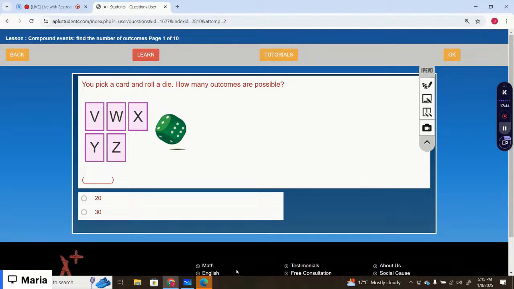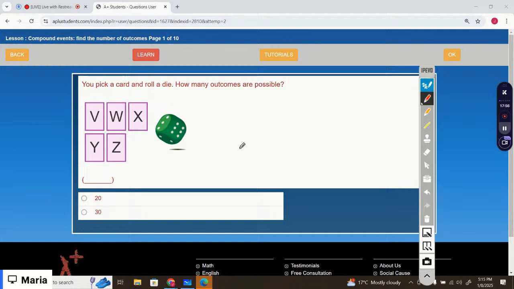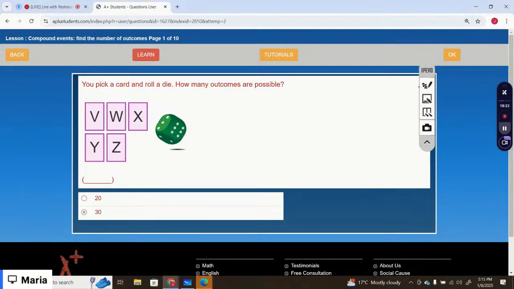You pick a card and roll a die. How many outcomes are possible? So the outcomes for the card, you have 5 outcomes, and for the dice you have 6 outcomes. So the total outcomes are 5 times 6, that is 30. So the correct option is 30. Option number 2 is the correct option.